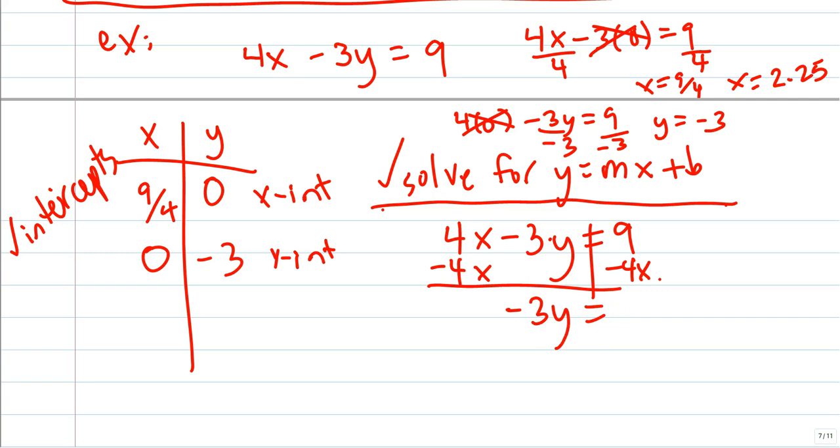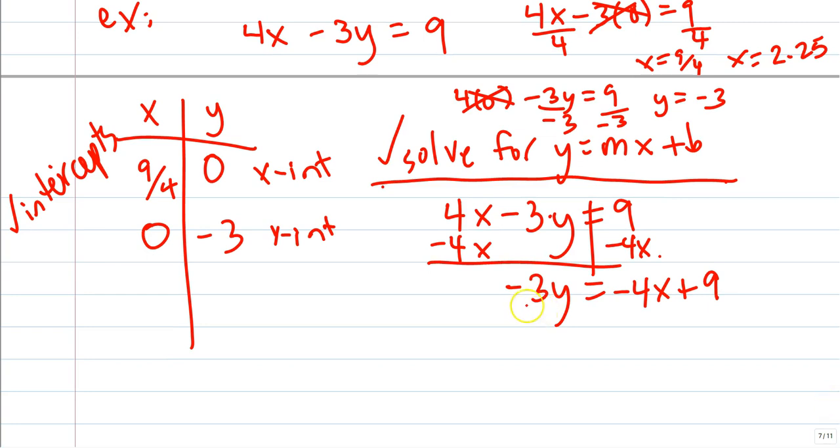I'll actually encourage you further. I wouldn't even write it as 9 minus 4x. You're like, why? Remember, I want mx plus b. We actually want to put the x first. And then last but not least, to undo the multiplying by negative 3, we divide this side by negative 3. And if I do it to one side, we do it to the other.